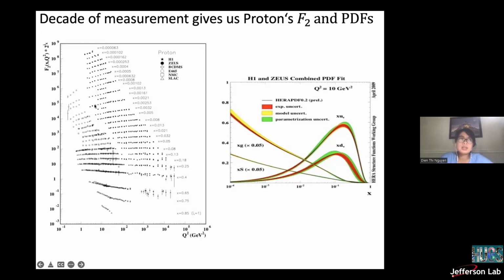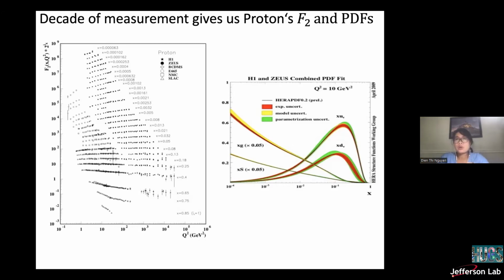This is raw data about the F2 structure function for the proton. You can see that it's a very intensive measurement, covering five orders of magnitude in Q square and a very large range of x as well. So we have a pretty reasonable measurement of the F2 for the proton. And as I mentioned, this F2 is connected to the proton distribution, which means the distribution of different components inside of the nucleon as well.